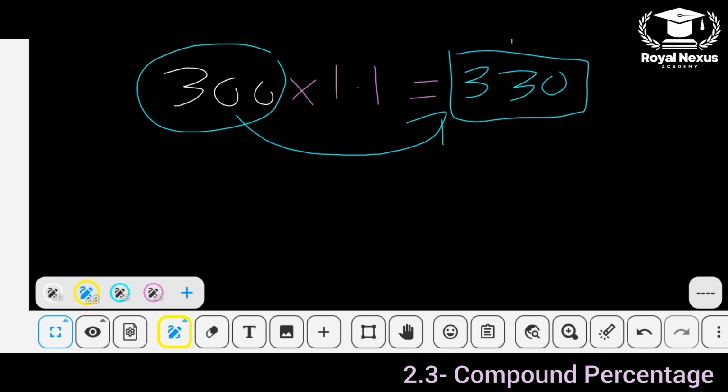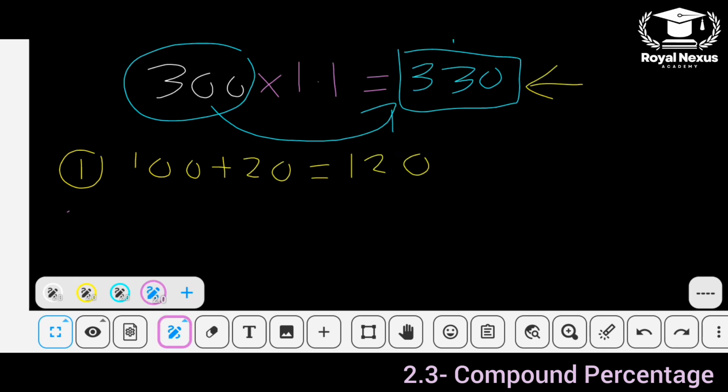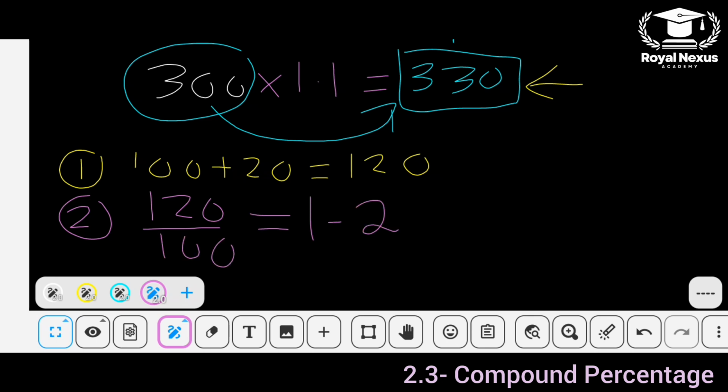The first step is you need to calculate the multiplier. I said that you need to increase this number, that is 330, by 20%, which means that since it is an increase question, in order to calculate the multiplier, you need to add that 20 to 100. So it will give you 120. Now the second step is you need to divide this 120 by 100. So it will give you 1.2. So now this 1.2 is your multiplier.